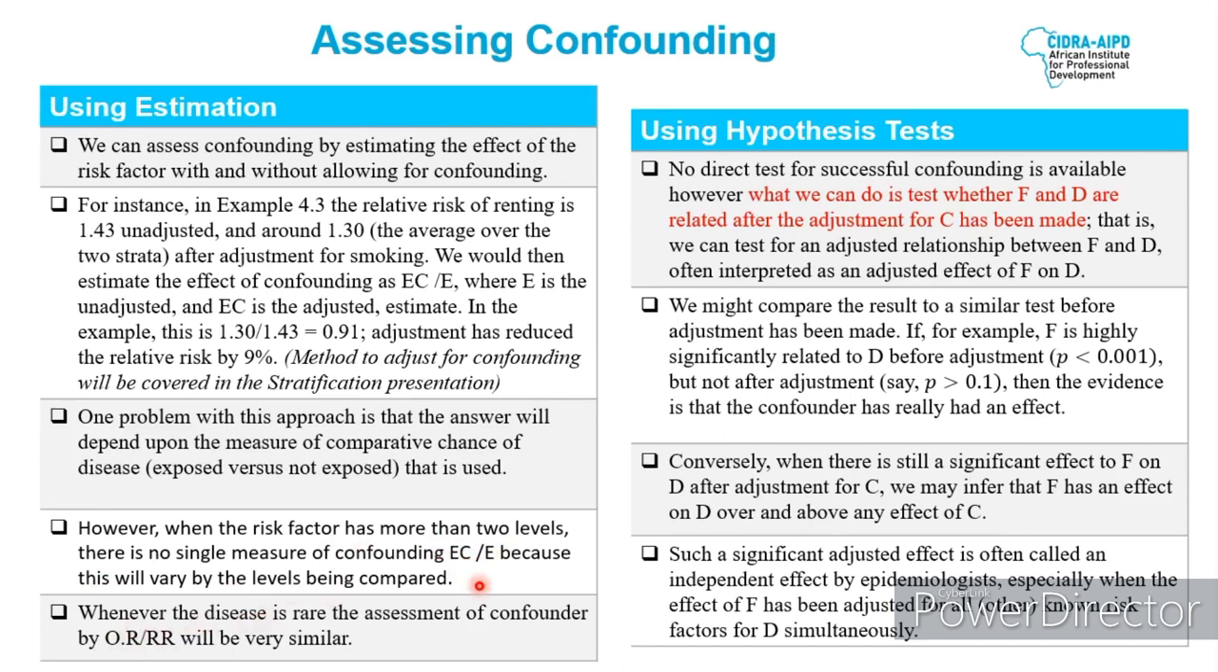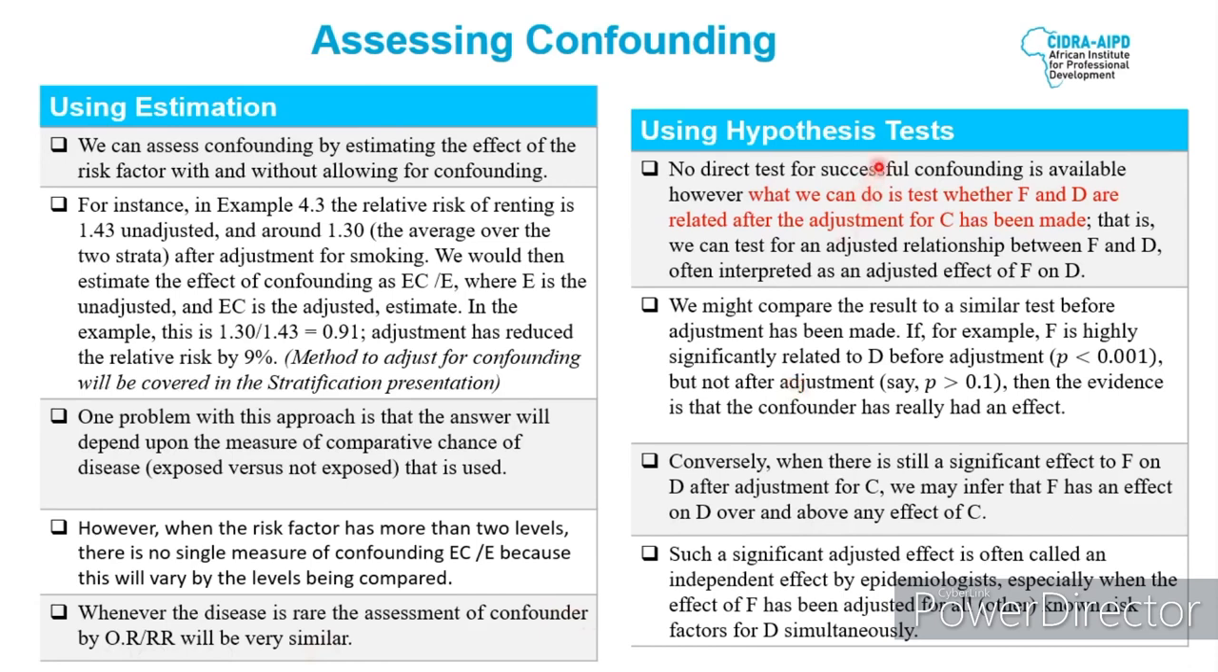Since we are only comparing two levels at a time, where the risk factor has more than two levels, there will not be a single measure for confounding. Henceforth, whenever the disease is rare, the assessment of confounding by odds ratio or by relative risk will be very similar.